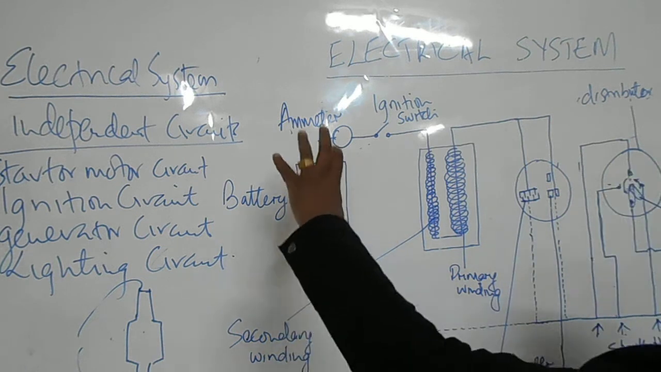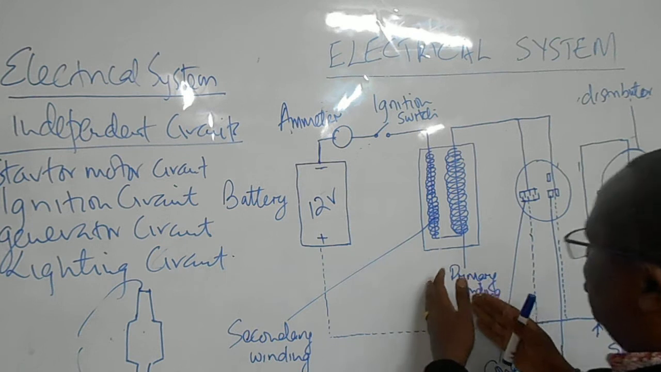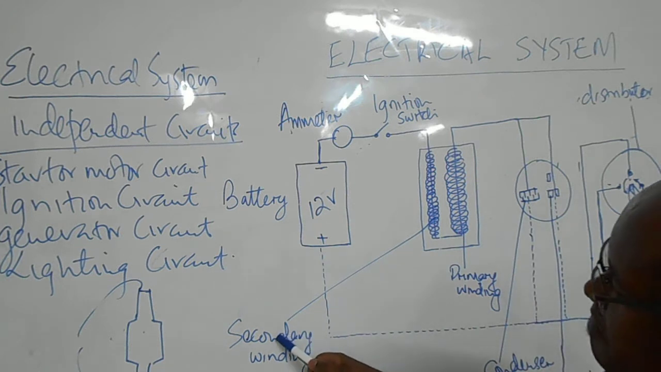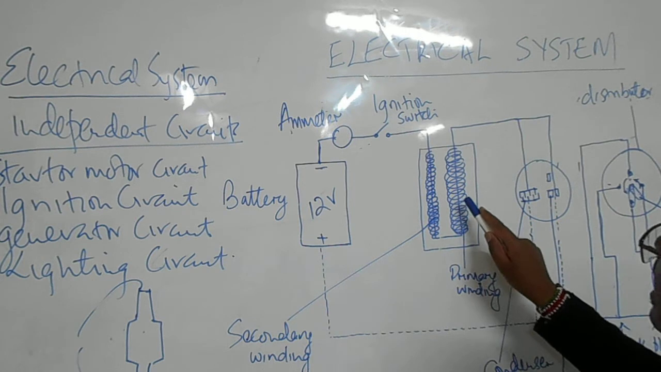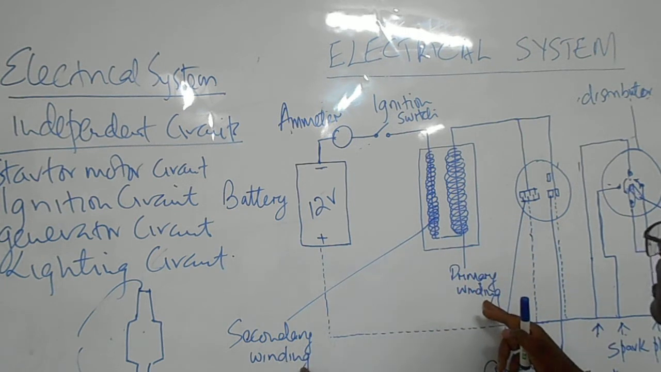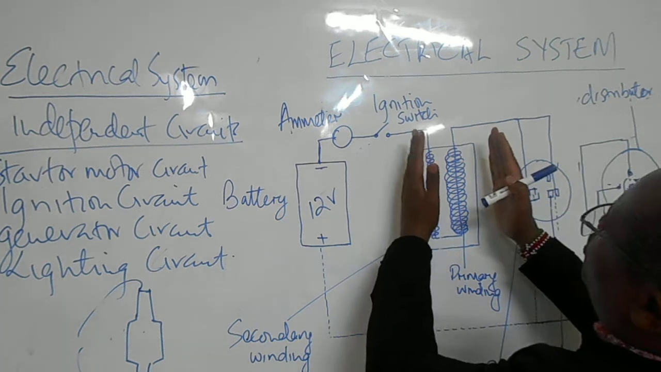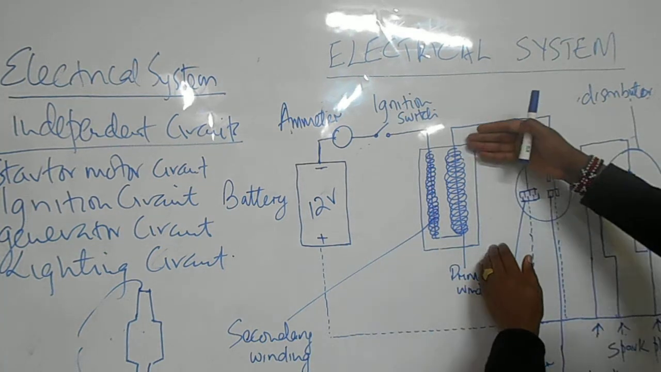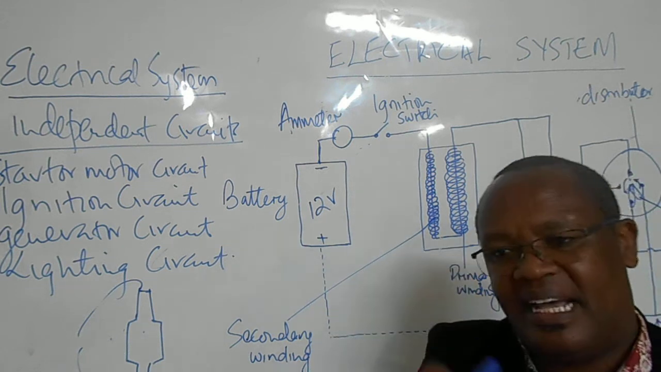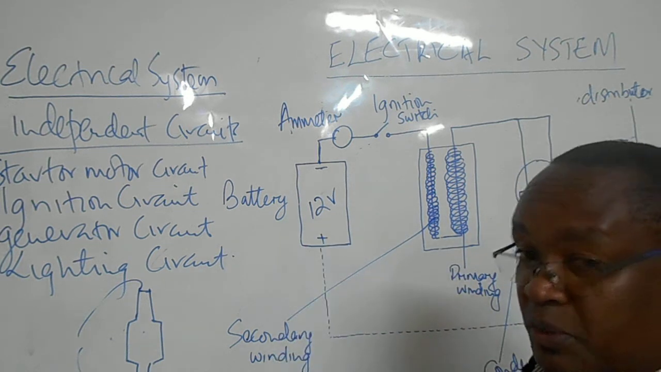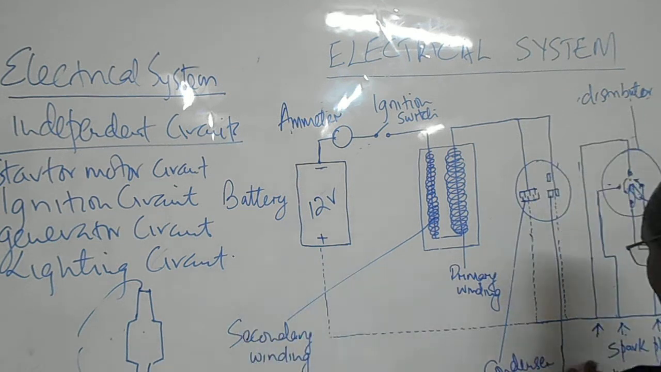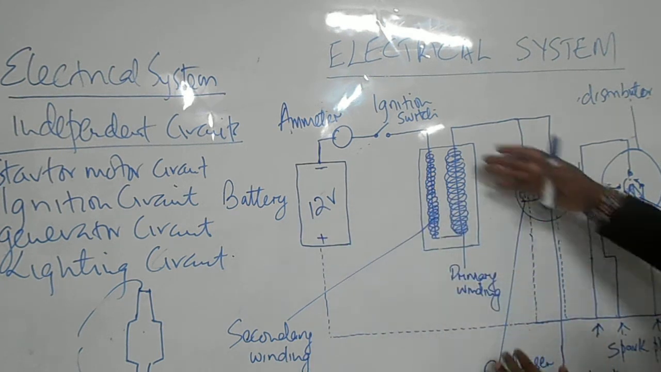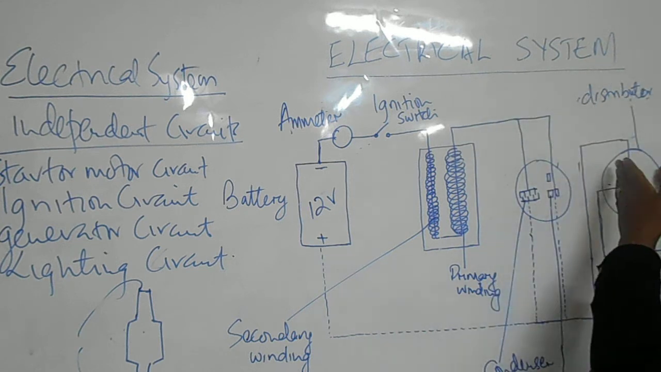Now the 12 volts are taken to this ignition coil. It is called a coil because it is made up of a primary coil and a secondary coil, which you can see here. The whole idea is to increase the voltage from 12 to something like 6,000, so that it can be used to produce a spark in the spark plug. 12 volts may not be sufficient to produce a spark in the spark plug. That's why you need to step 12 volts up to 6,000, so that this high voltage can be taken to the distributor here.